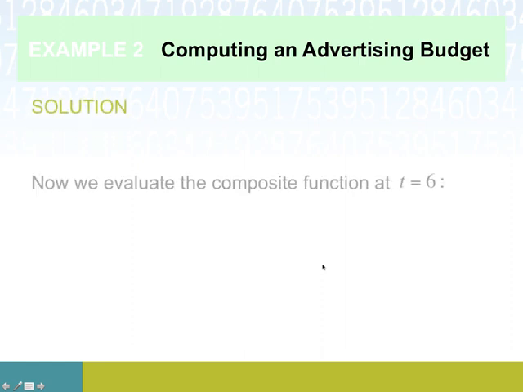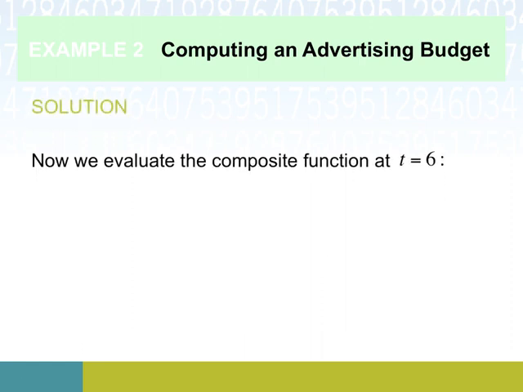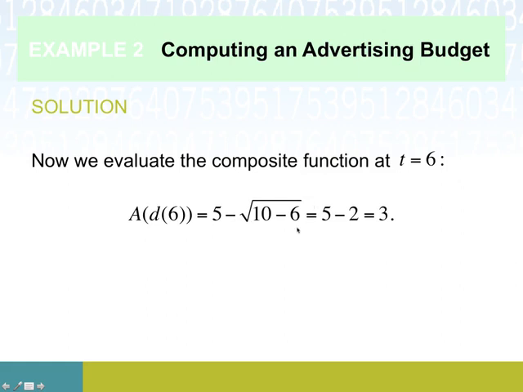And if you recall, what we really need to do is evaluate this at T equals 6. So all put together, we have A of D of 6, there's our time, 5 minus the square root of 10 minus 6. Okay, 10 minus 6 is 4. We can do this. And so the square root of 4 would be just 2. 5 minus 2 is 3.